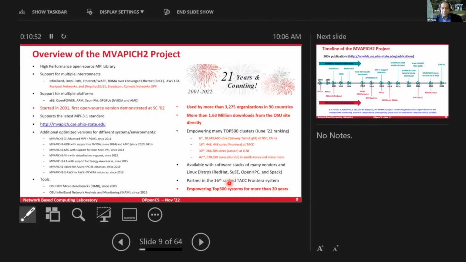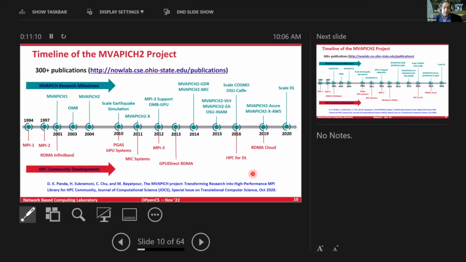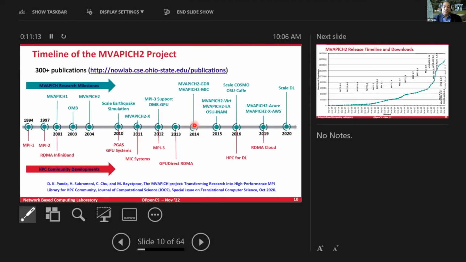And of course, at the same time, we've been empowering many of the Top500 clusters all over the world. In addition to that, our stack is also available in Red Hat, SUSE, Spack, OpenHPC. We don't keep track of those downloads. Just from our website, we have so many downloads. And just from this project over the last 20 years, we have published almost 300 plus publications.